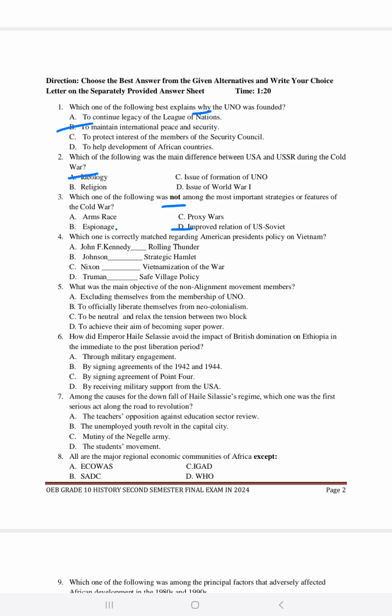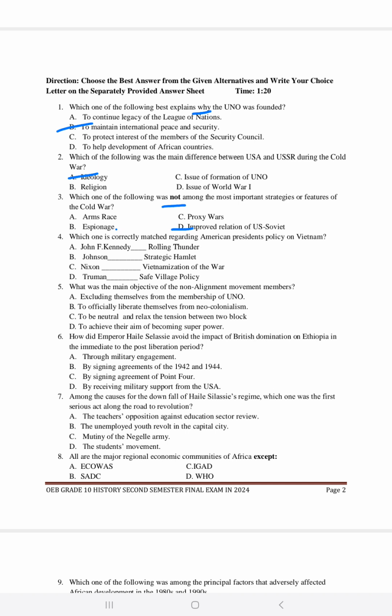Question number 4. Which one is correctly matched regarding the American president's policy on Vietnam? Why Vietnam? Let's say Americans have participated, so which is correctly matched? A, John F. Kennedy, Rolling Thunder. A is not correct. Why? Because Rolling Thunder, the bombarding of South Vietnam, was by Johnson.